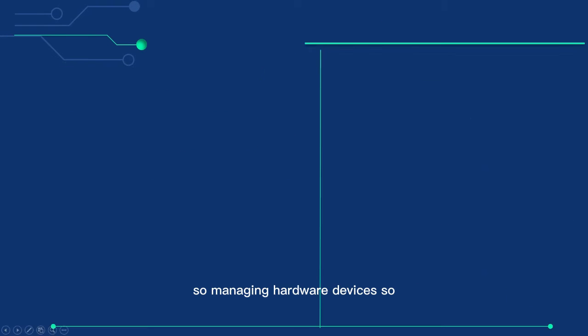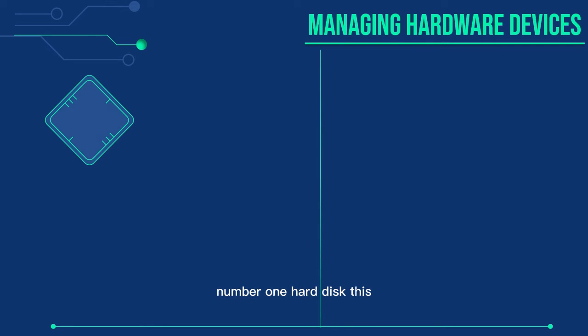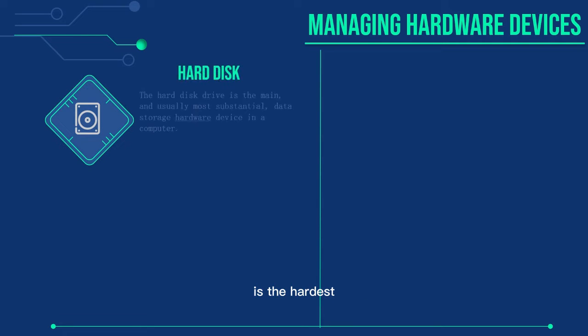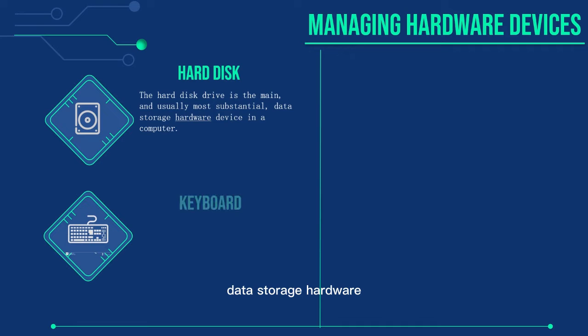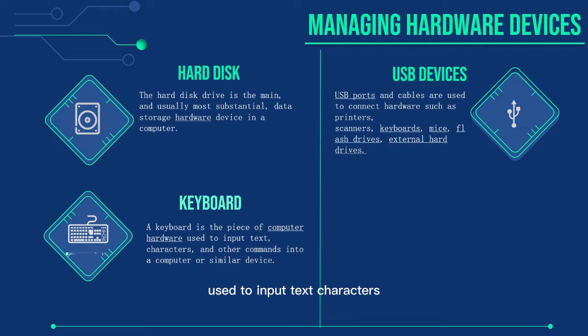Managing hardware devices. Number one, hard disk. The hard disk drive is the main and usually most substantial data storage hardware device in a computer. Number two is keyboard. A keyboard is a piece of computer hardware used to input text, characters, and other commands into a computer or similar device.